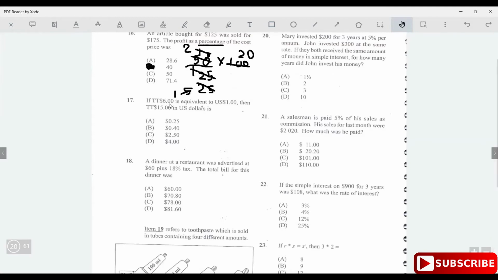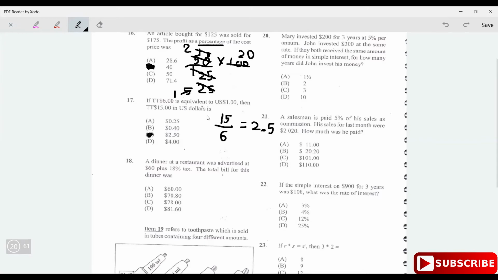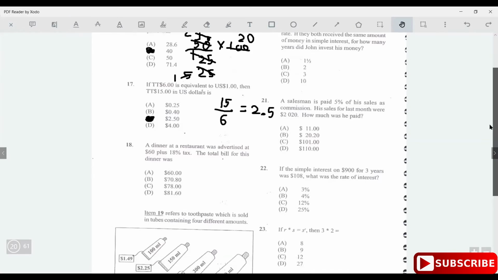Question 17. If $6 in Trinidad and Tobago is equivalent to $1 US, then how much is 15 Trini dollars in US? So in order to convert it from Trini dollars to US dollars, you're gonna have to divide 15 by the rate. And the rate is 6 Trini dollars is 1 US, so it's 15 divided by 6. 15 divided by 6 is 2.5. And so that means that 2.5 US dollars is equivalent to 15 Trini dollars. Easy question, soft.